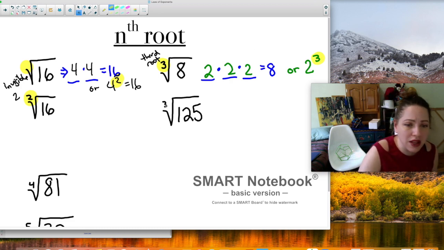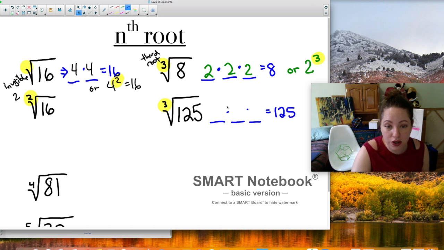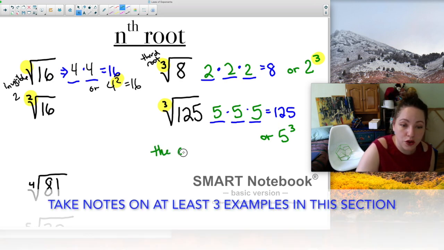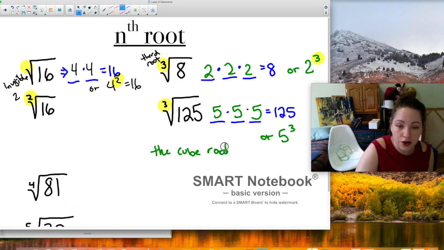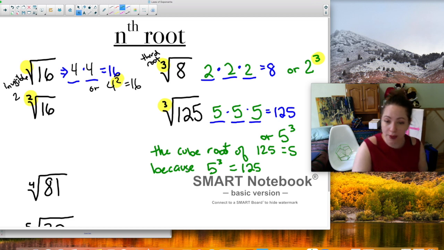Okay? Another one we'll look at here is the cube root of 125. So what number times itself 3 times equals 125? Use your calculator for a second, and you'll find out that it's 5. 5 times 5 times 5, or 5 to the third power. So the cube root of 125 equals 5 because 5 cubed equals 125. So they're opposites of each other.